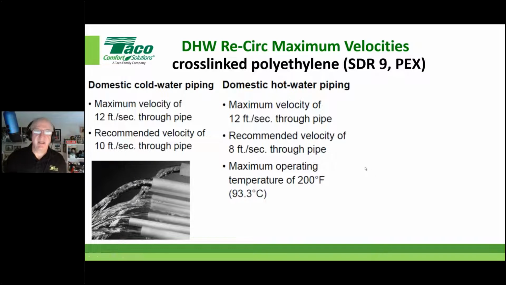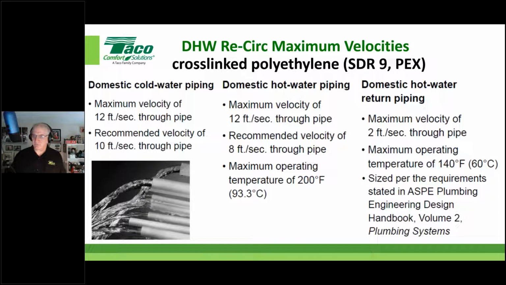Now, specifically, they will give you domestic hot water return piping guidelines. Now we're talking a maximum of 2 feet per second. So we go way back down with PEX piping, regardless of size. It's a maximum of 2 feet per second with a max temperature of 140. Okay, and they give you the sizing recommendations that you can find in the ASPE engineering guide, volume 2 for plumbing systems. So with PEX, we're dealing with 2 feet per second max. All right, 2 feet per second max.